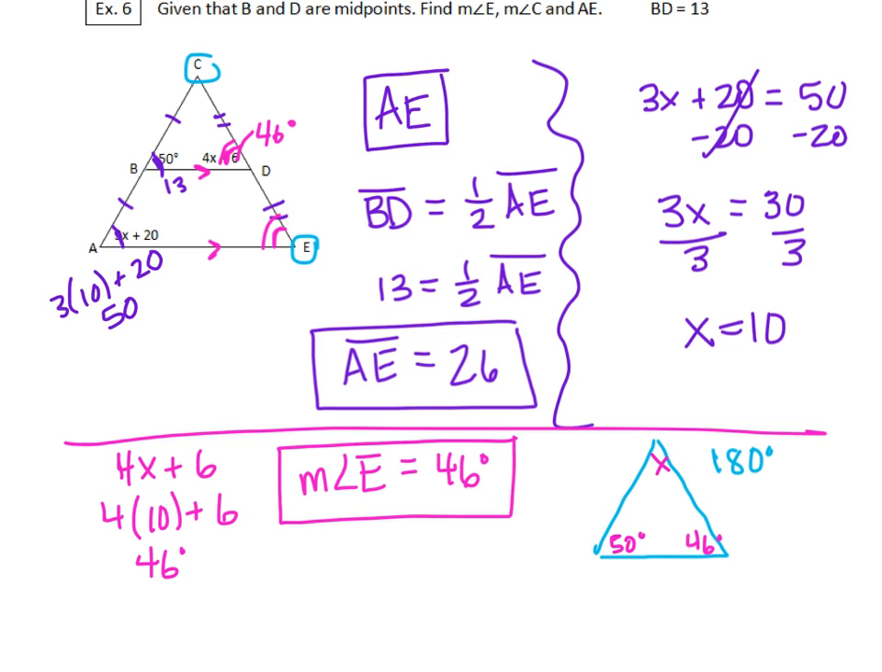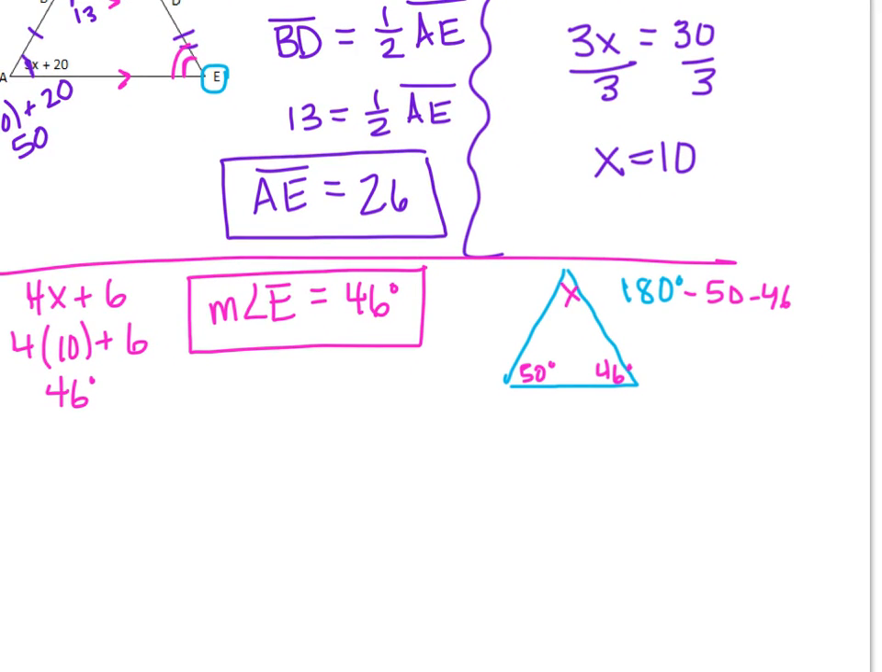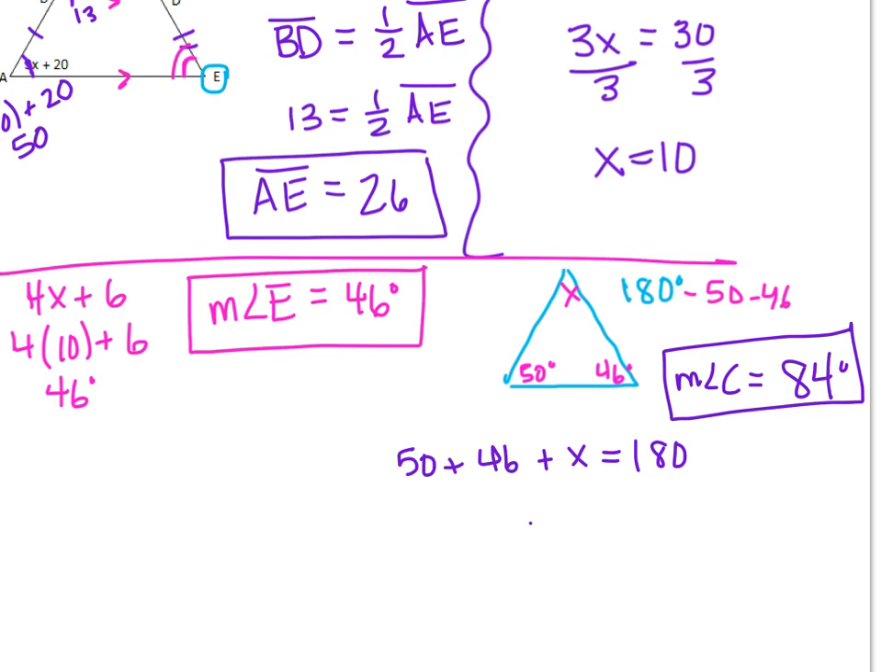And then all we need is that one up there. So you can take 180 and subtract out the two that we know. 180 minus 50 minus 46. You also could set it up like an equation. You could say 50 plus 46 plus x equals 180 and solve it that way. Either way, you'd be doing the same math and you're going to end up getting 84 degrees for angle C. All right, so we figured out the three things that they were asking us for.